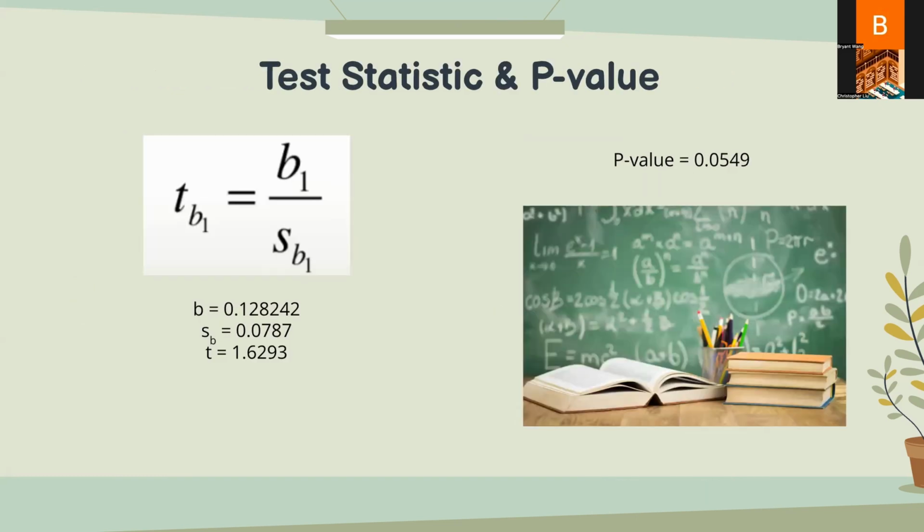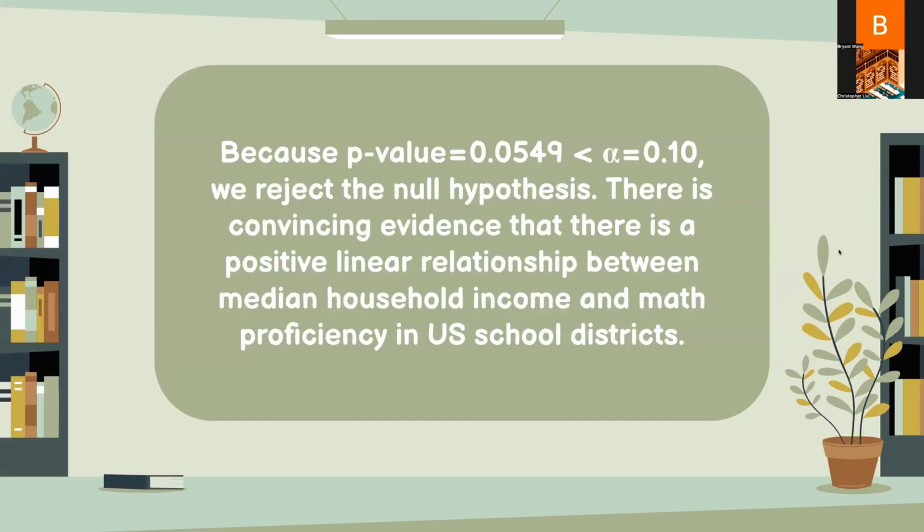So for our test statistic and p-value, we use the formula that you see on the screen to get these values. Calculating the p-value, we found that the p-value was 0.0549. Because the p-value that we found, 0.0549, is less than our alpha of 0.10, we reject the null hypothesis. There is convincing statistical evidence that there is a positive linear relationship between median household income and math proficiency in US school districts.